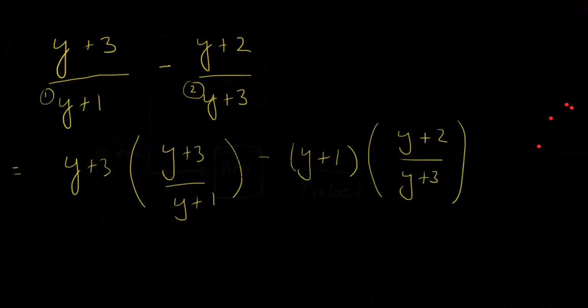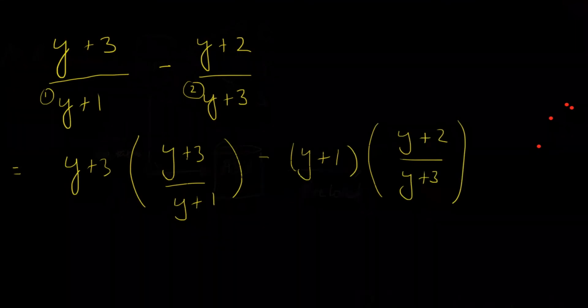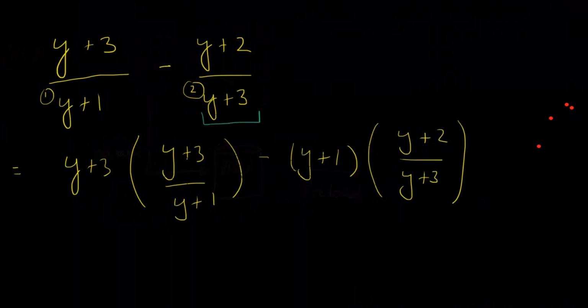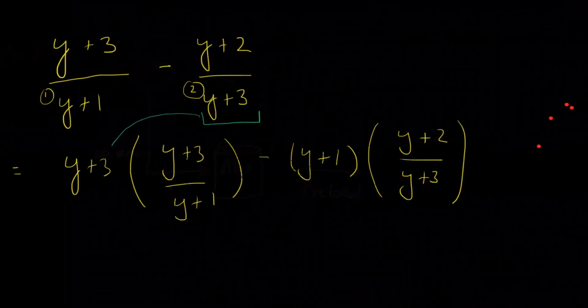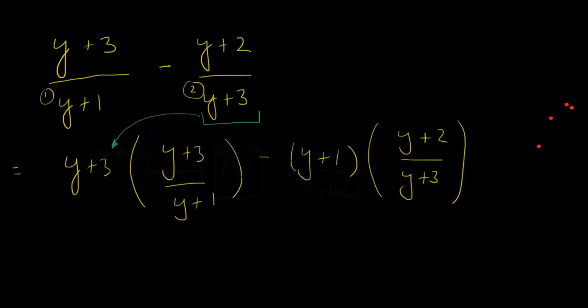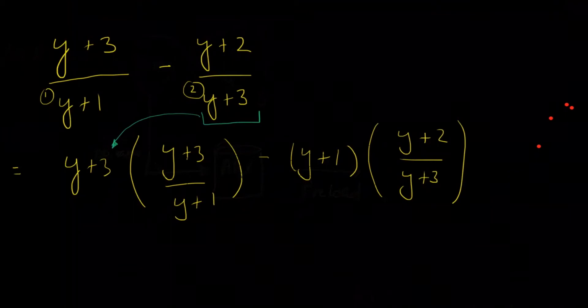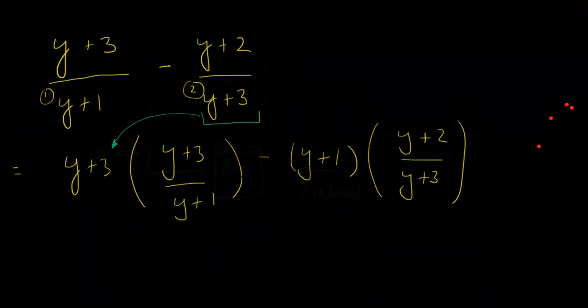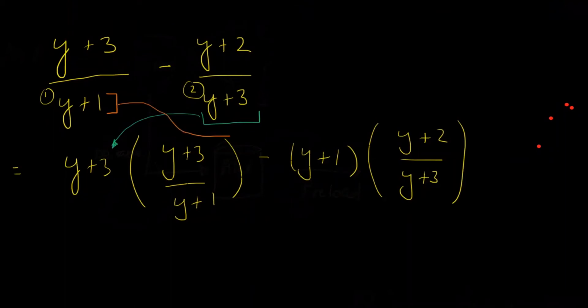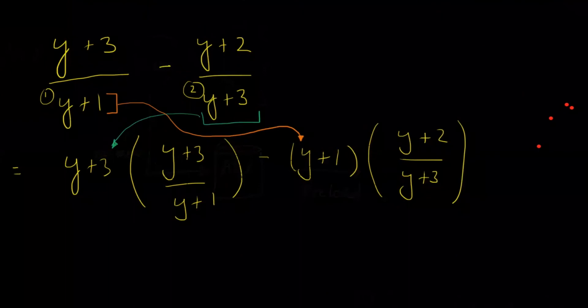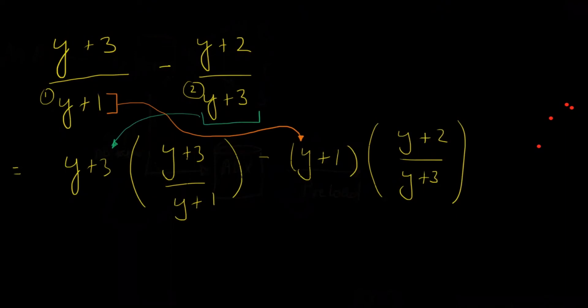So all I've done, ladies and gentlemen, I'll do this in green. How do you do y plus 3 with y plus 3? You can, because you can. And then I've taken this one, this little cheeky monkey here, and I've put him here. And remember, whatever I do to the denominator, I've got to do to the numerator. So whatever I do to the bottom, I've got to do to the top. That's just the way it works.